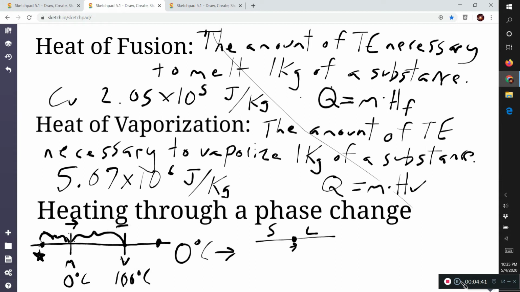Figure out how much energy it would take to cross that barrier, and then do another calculation from 100 to whatever our end point was. So we would have to do 5 calculations there: 1, 2, 3, 4, 5, and then add up the energy from all those calculations. So we're going to do a couple examples of that and use that approach.